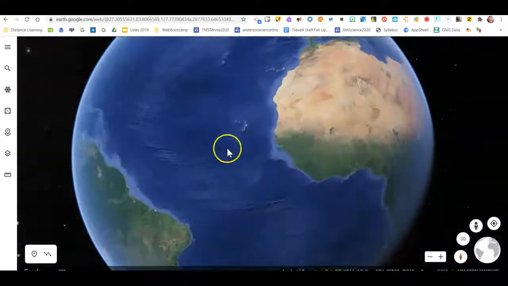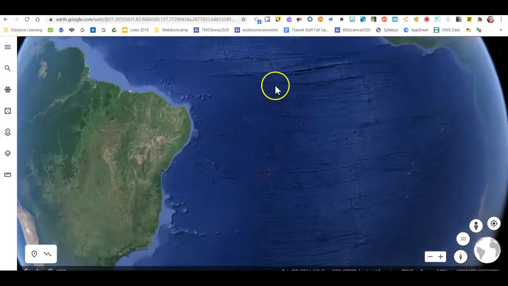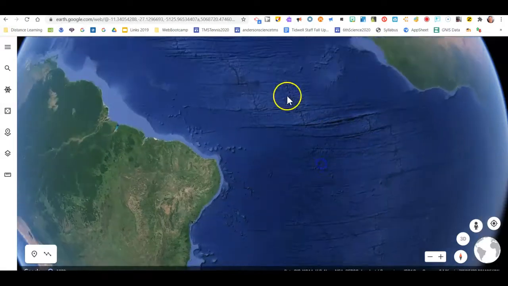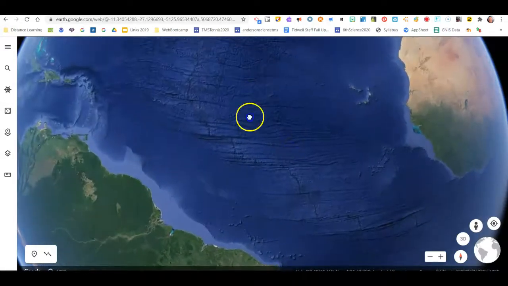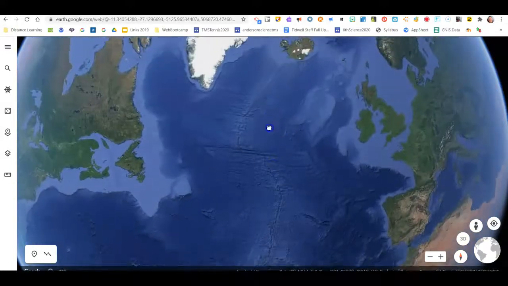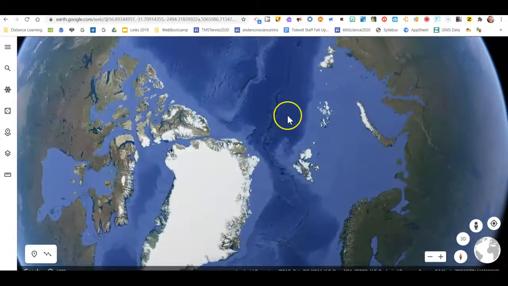Another interesting feature on Earth that's really easy to see is the center of the Atlantic Ocean. It's pretty easy to see the crack that literally lies along the entire center of the entire Atlantic Ocean, all the way north, all the way through basically the center of Iceland, and then kind of petering out up here towards the North Pole.